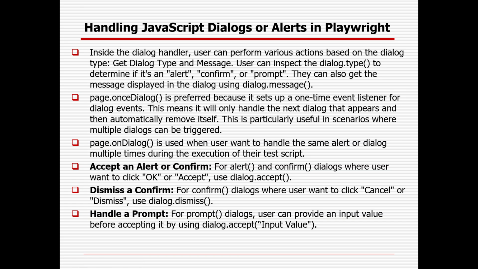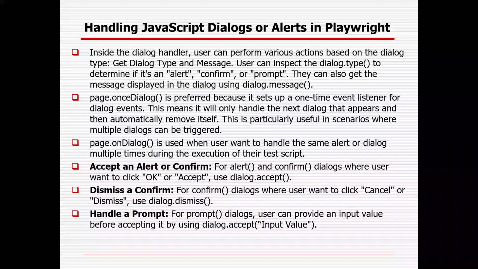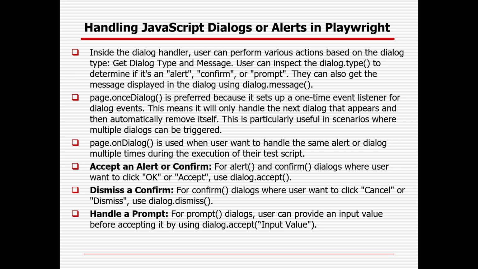You can use the page.onceDialog method because it is a one-time event listener for the dialog event. This means it will handle only the dialog that appeared and then automatically remove itself. This is particularly useful in scenarios where multiple dialogs can be triggered. Whereas page.onDialog, instead of onceDialog, is used when you want to handle the same alert or dialog multiple times during the execution of your test script. And you can accept the alert, dismiss the alert, and handle a prompt and accept it by entering some value in the text field.